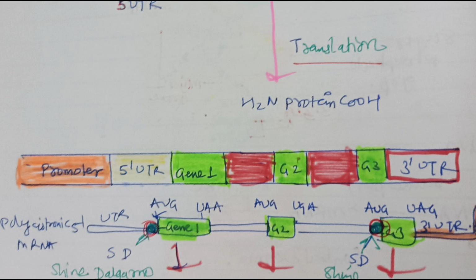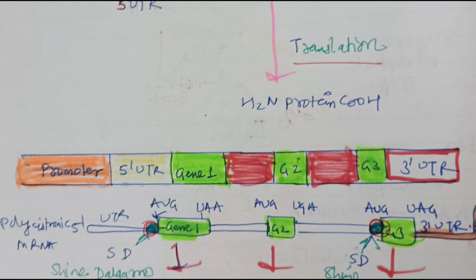The stop codons are various like UAA, UGA and UAG according to the gene, respectively gene 1, gene 2 and gene 3, and this allows the production of multiple different proteins from a single mRNA. Example, the lac operon in E. coli, and each gene is translated independently into a separate protein.